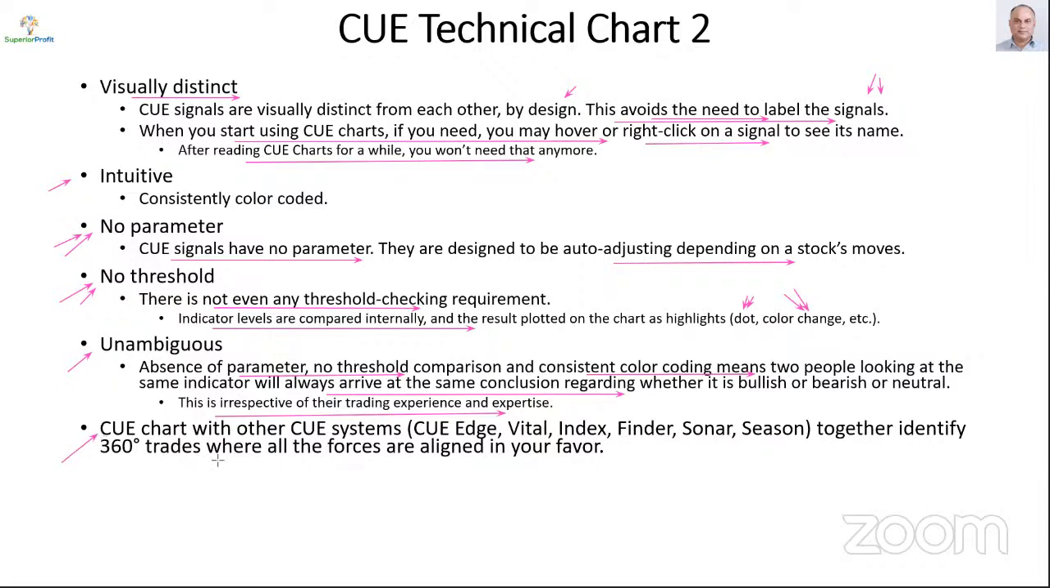And when we use Q chart with other Q systems, Q chart is for technical analysis, the other systems, Edge for sector industry rotation, Vital for fundamental analysis, Index for market index analysis, Finder, Sonar for finding trades, Season for seasonality analysis. When we use them together, then we identify 360-degree trades easily where all the forces are aligned in our favor. Today, we'll focus on the technical analysis part, and that too on the individual indicators and the chart templates.